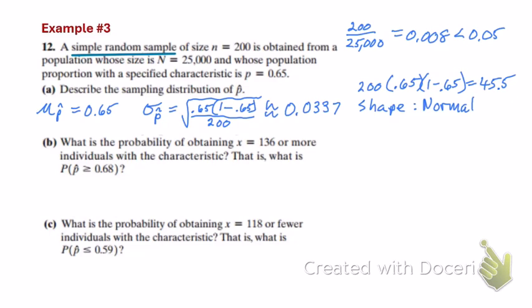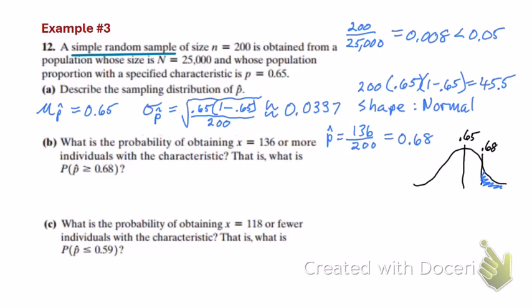So the first thing I'm going to do is make a drawing. There's p hat, right? X out of 200. So 136 out of 200, 68%. Here's my drawing. Notice I've got 0.65 dead center because that's where the mean is. And then I'm looking at 0.68, so I make a little line for that.